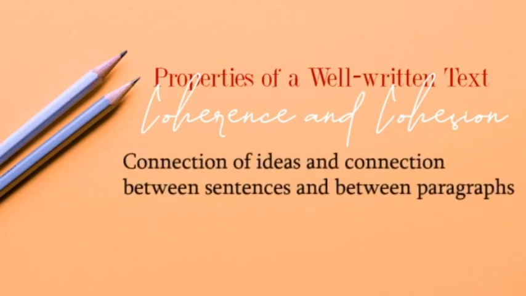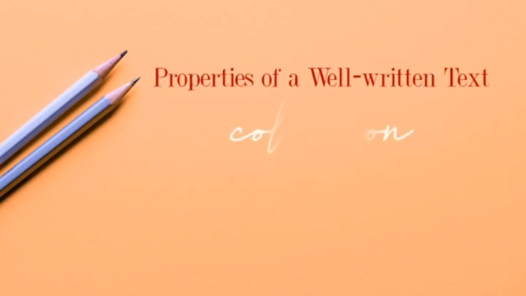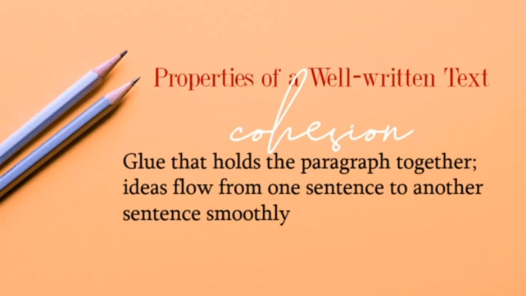Alright, let us go on to coherence and cohesion. The difference between the two might be confusing, but both of them, coherence and cohesion, talk about the connection of ideas and connection between sentences and between paragraphs. So when we talk about cohesion, it is the glue. Just imagine a glue that holds the paragraph together. It is when the ideas flow from one sentence to another sentence smoothly. That is when we can say that a paragraph or a text is cohesive or has the property of cohesion.